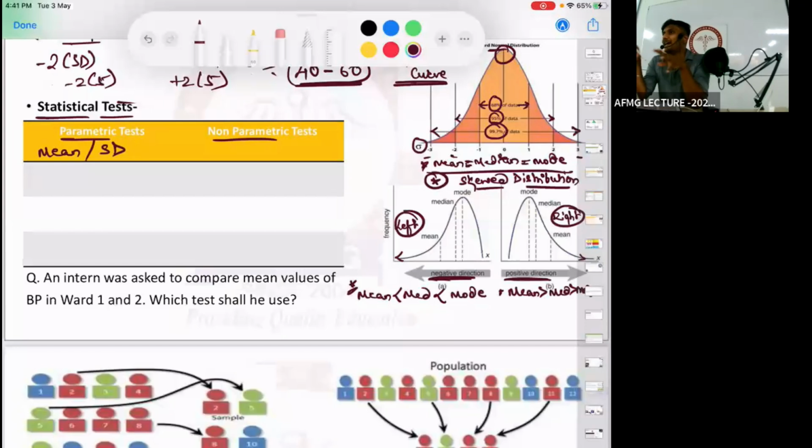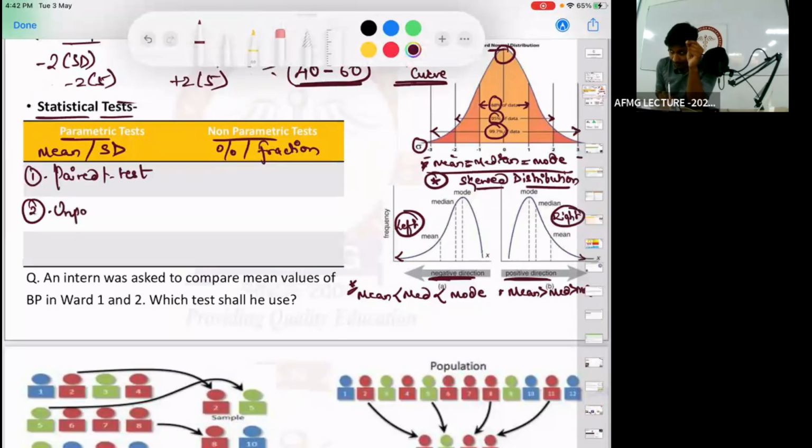On the other hand, in non-parametric tests, you will compare percentage or fraction. I will explain with examples, don't worry. If I compare mean or standard deviation in one group, it is called the paired student t-test. If I compare mean or standard deviation in two groups, it is called the unpaired student t-test. And if I compare mean, standard deviation or any value in three or more groups, then it is called the ANOVA test.